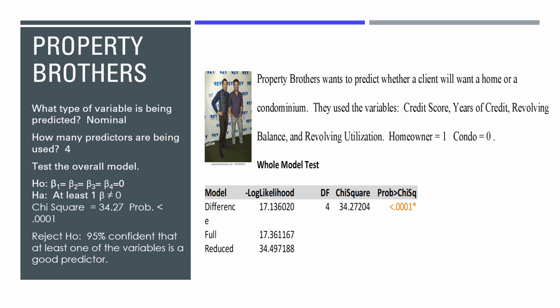When we test the overall model, we'll have 4 betas, they're 4 predictors, set equal to 0. HA: at least 1 beta is not equal to 0. Chi-squared of 34.27 has a p-value less than 0.0001, so the model has at least 1 good predictor.